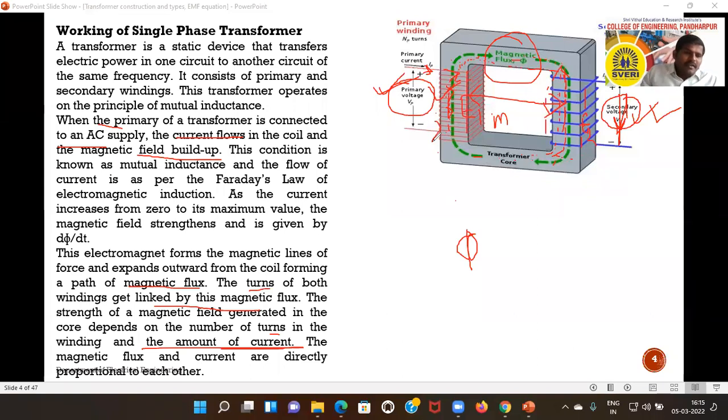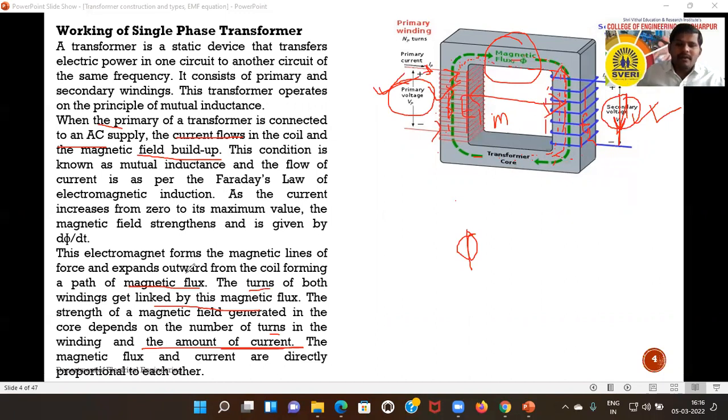Okay. Now see, the magnetic flux and the current are directly proportional to each other. Do you know that? The current and flux are directly proportional. As the current increases, the flux production will increase. As the current decreases, the flux production will decrease. If the current increases, the flux production will also increase.